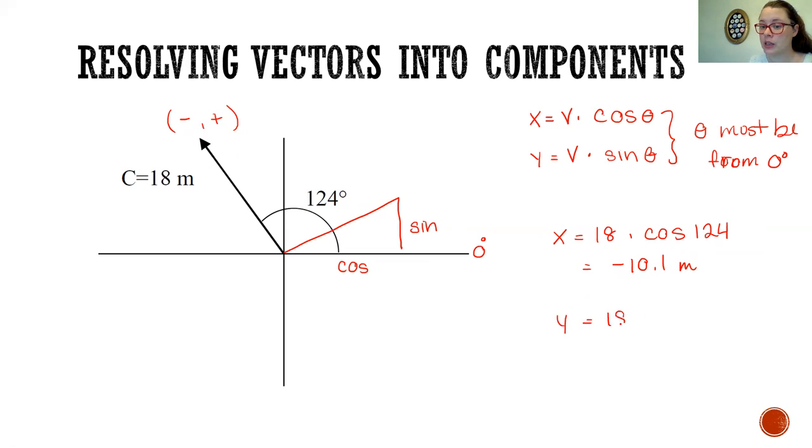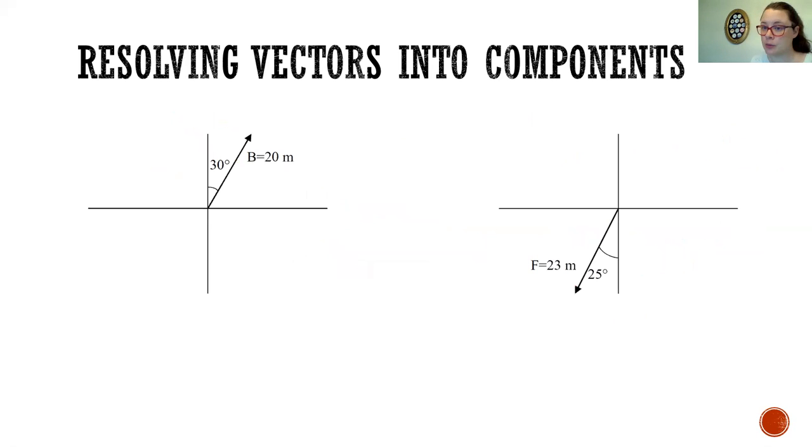Y should be positive. So 18 times the sine of 124 is equal to 14.9 meters. It's positive as you would expect. Pretty straightforward. It's not complicated to do vectors into components. I am going to give you 2 more of them just because these ones deal with correcting the angles, and I want to make sure you can correct your angle. I'm sure you can calculate the x and y components, but correcting the angle is something that a few people struggled with or had questions about in our last lesson. And I appreciate those questions, so thanks for sending them through.